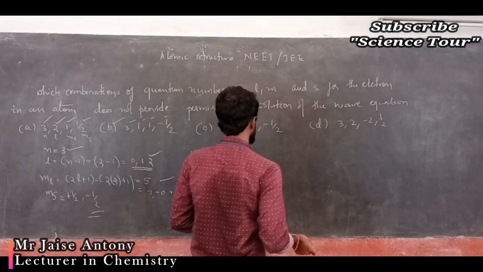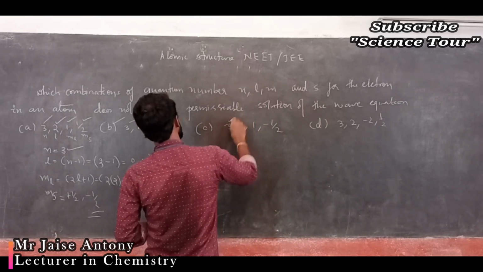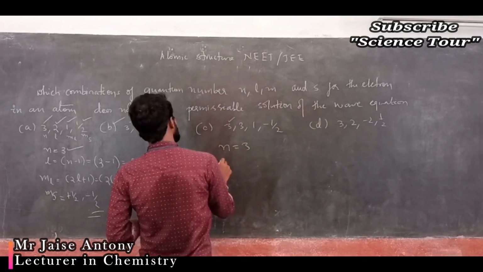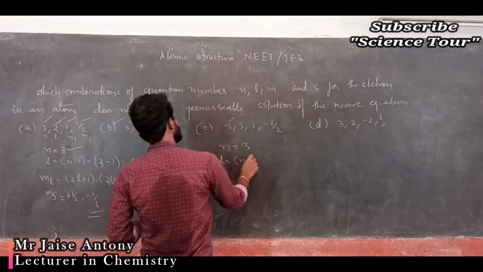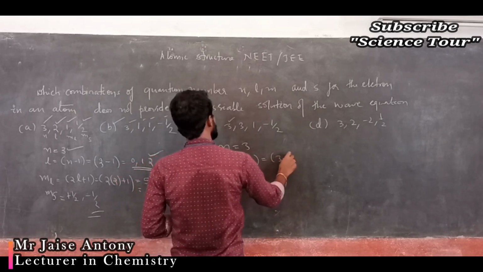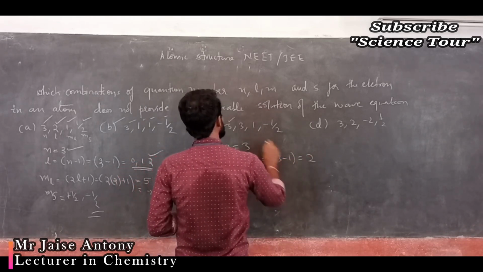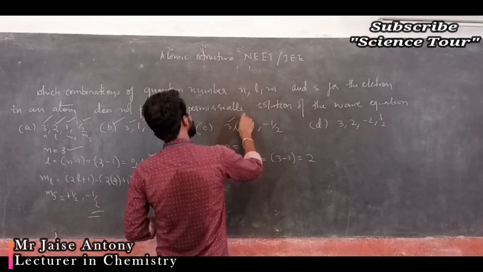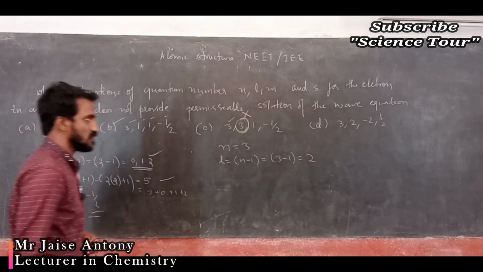And the fifth one we will check, my dear students. n is equal to 3. l value means n minus 1, 3 minus 1, it should be 2. But here l value is 3. This is wrong. This is wrong.